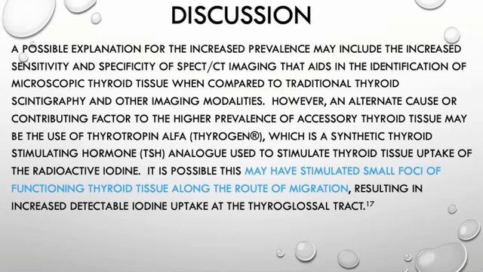It's also possible that in the process of radioactive ablation, we may have stimulated small foci of functioning thyroid tissue along the route of migration, resulting in increased detectable iodine uptake at the thyroglossal tract. Nevertheless, we still believe that even though we may have increased functioning thyroid tissue, it is still pre-existing thyroid tissue that existed along this route of migration.